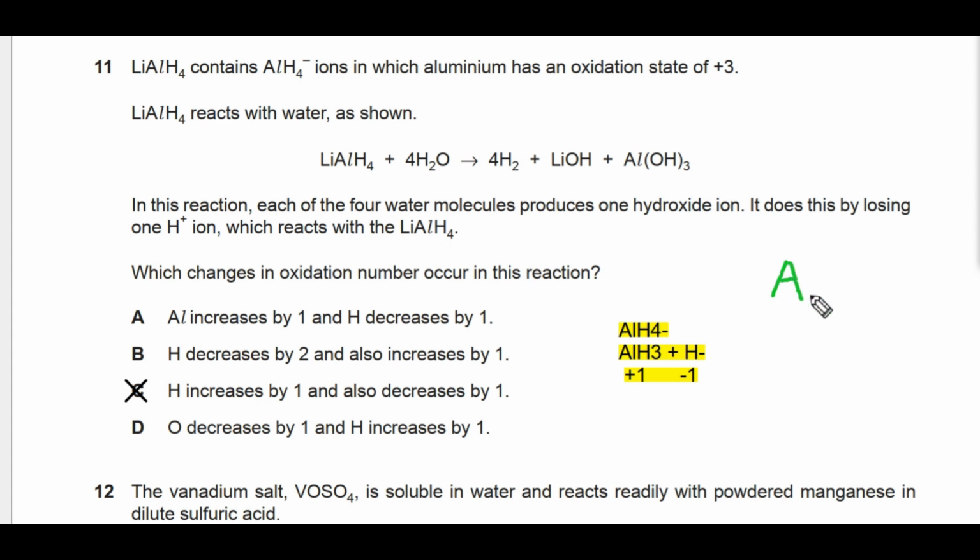And you see, the aluminum hydride ion, AlH4 minus ion, is made by AlH3 plus 1 hydride ion, H minus.